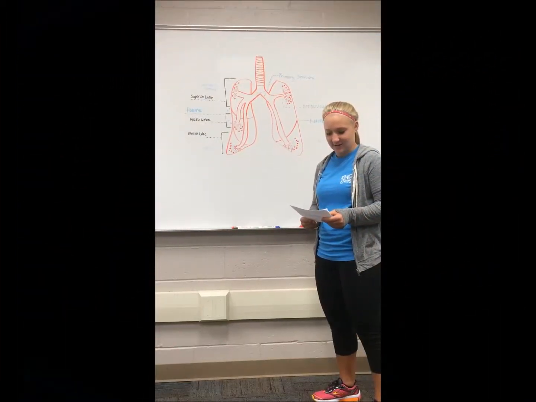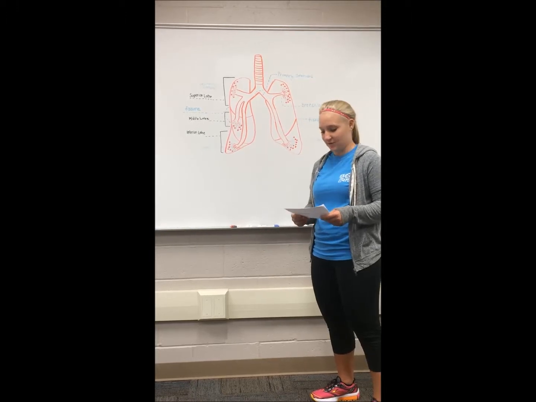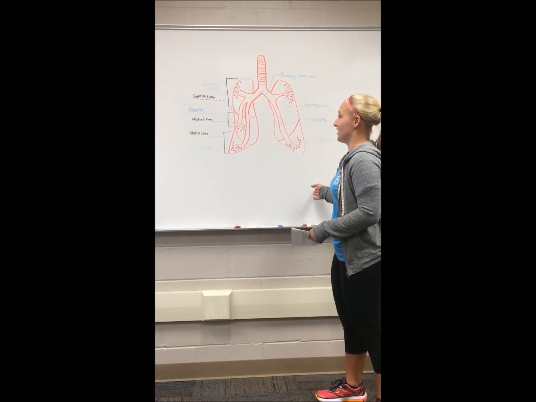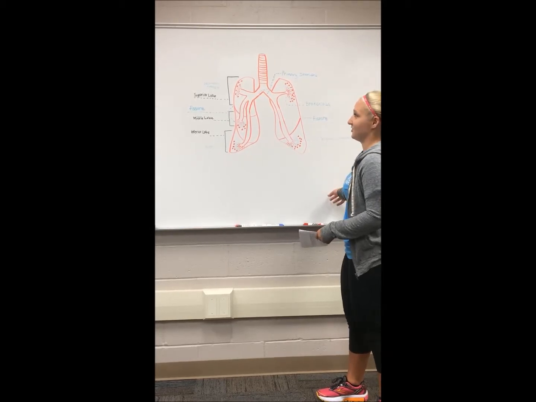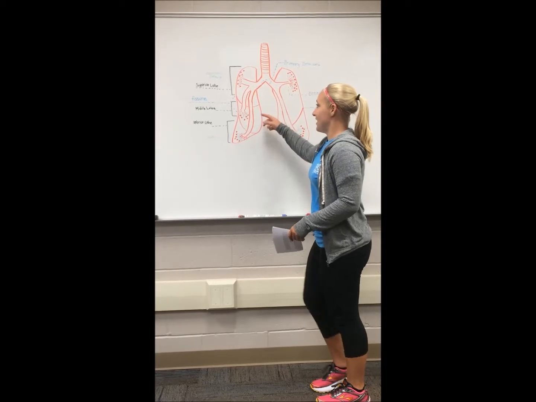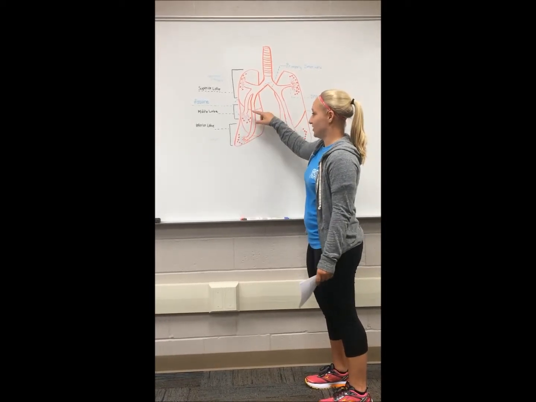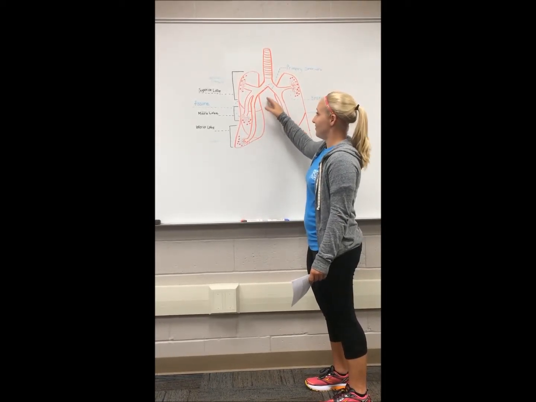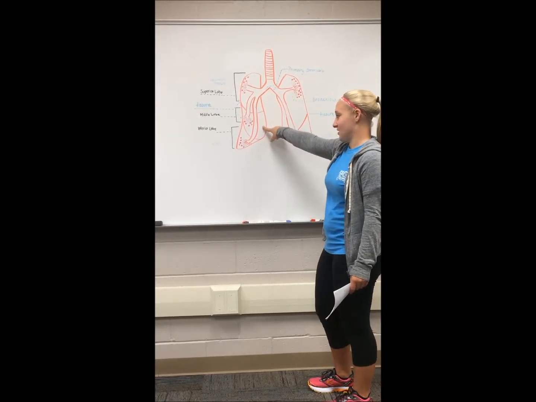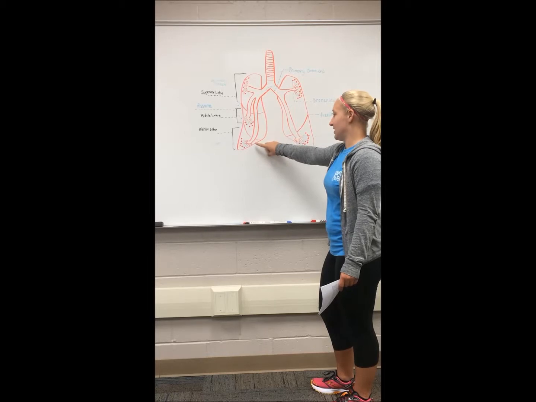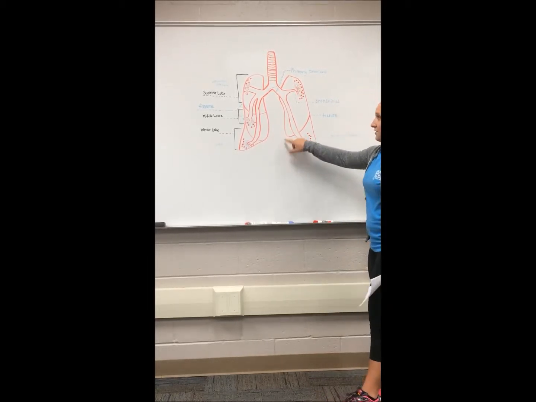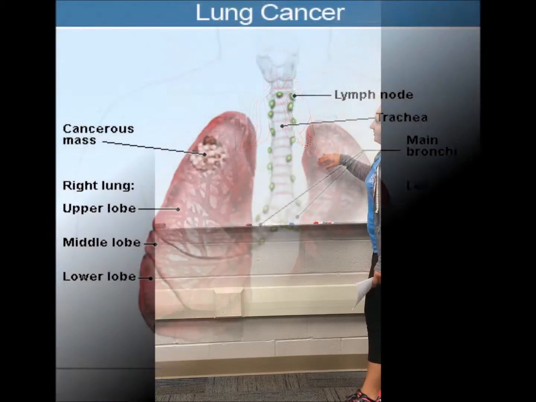To start out, lung cancer is the uncontrolled growth of abnormal cells in one or both lungs. And we have a diagram of the lungs, so I'm going to point out the specific anatomy of each lung. For your right lung, you have 3 lobes, and what's separating those lobes are fissures. The top lobe is called the superior lobe, the middle lobe is the middle, and the bottom lobe is the inferior lobe. And the left lung only has 2 lobes, so it's just a superior and inferior.